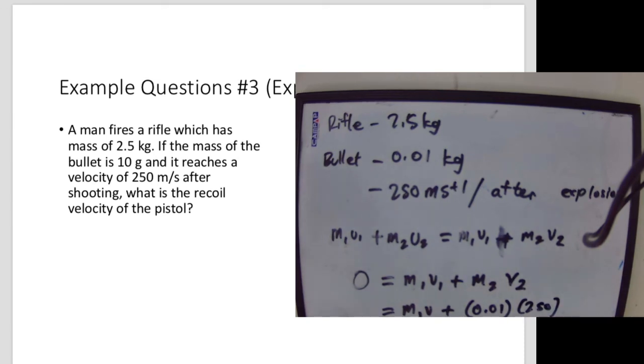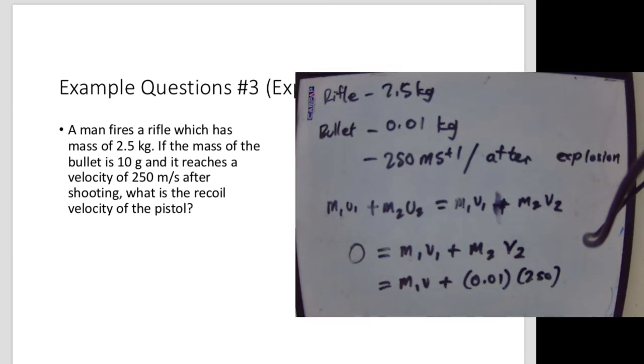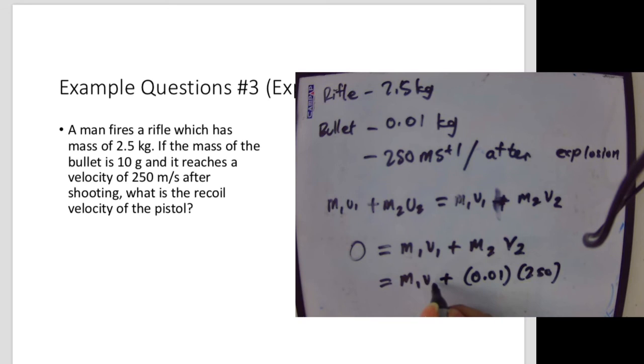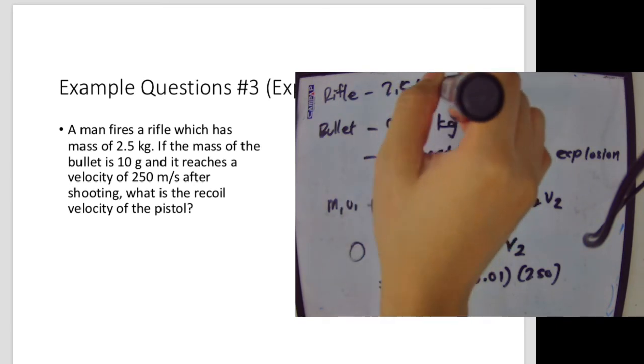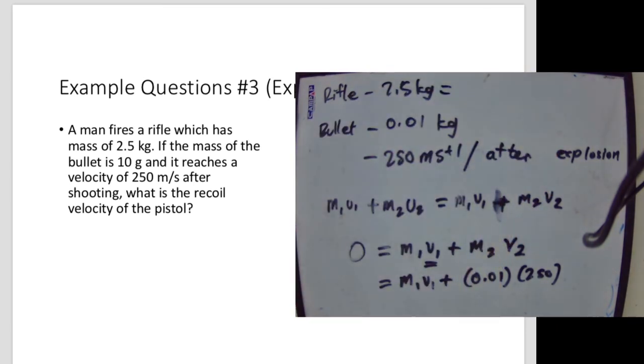So 200 and... Alright, can you continue from there? The one that we need to find is the velocity. This final velocity. We need to find the velocity of the rifle. Can you continue from there? Go ahead and try.